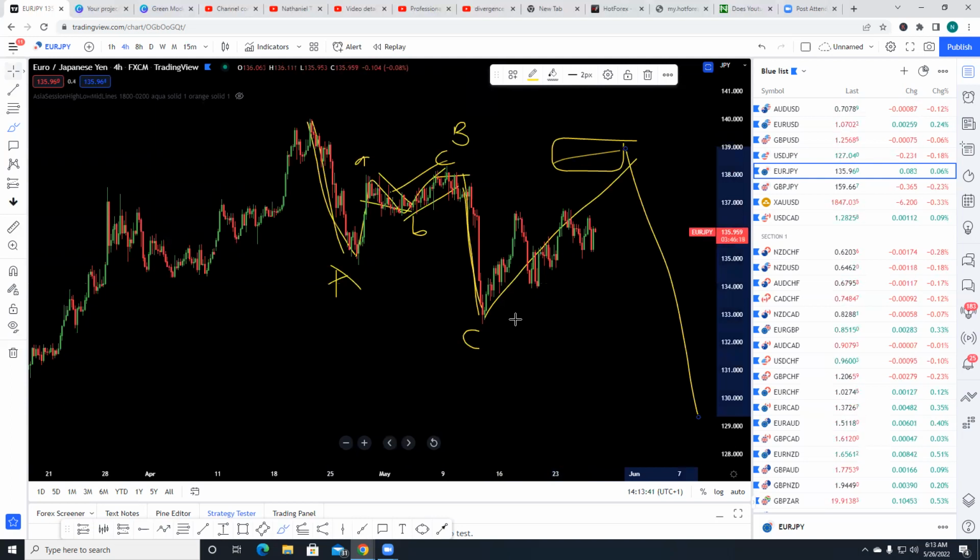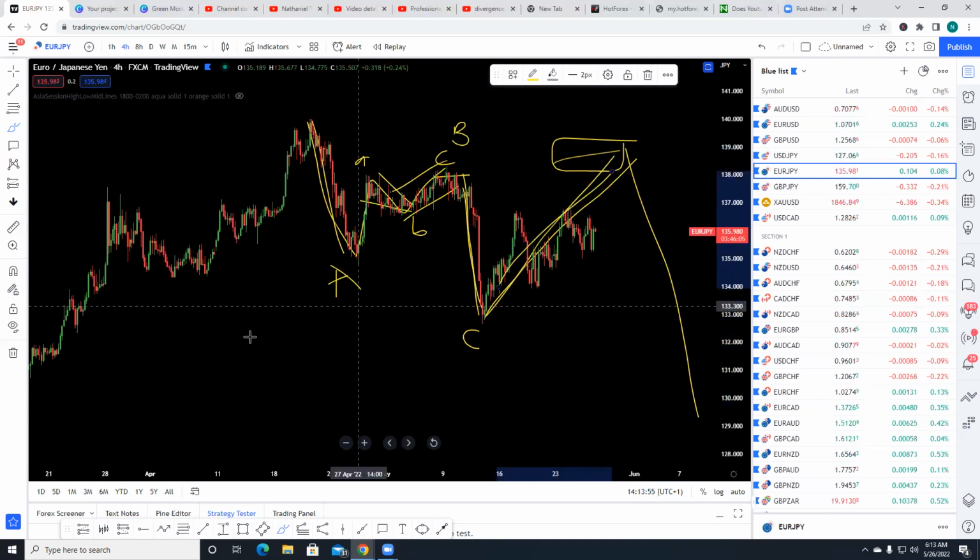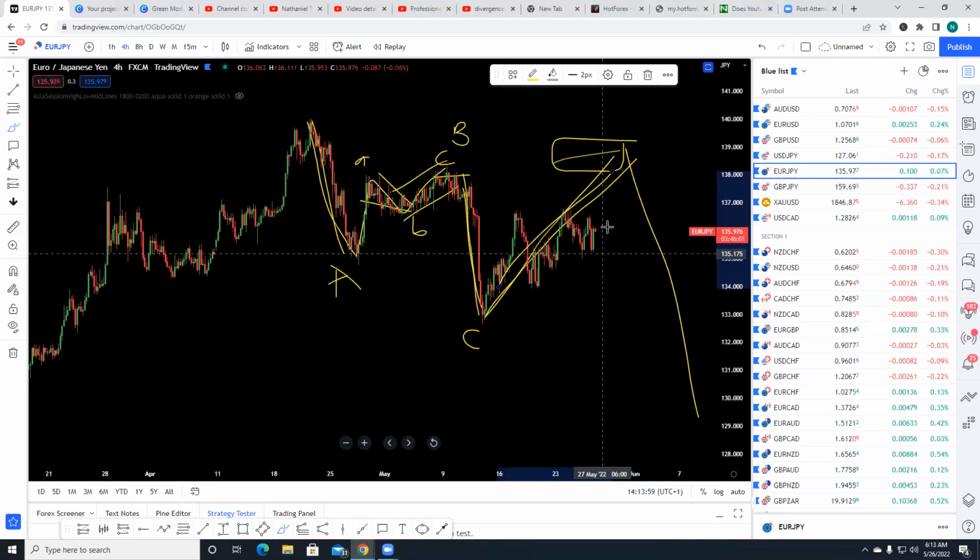But can you now see that I'm identifying my structure? I'm identifying the phases in the market. Right now, we are in the corrective phase. Okay, we are in the what? Corrective phase. X is generally very corrective in nature. It struggles a lot to complete.